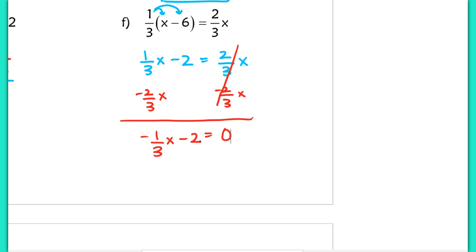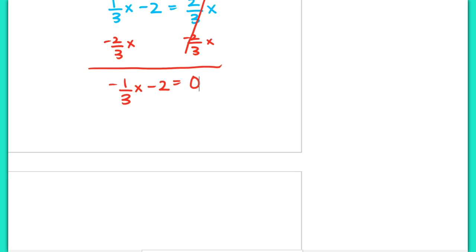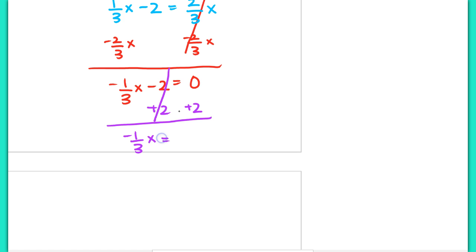Alright, next I am going to add 2 on both sides. Adding 2, now it's going to cancel. So this is what I mean by we don't usually put the plus 0 here because we don't really need it since we already have something left over. We have the negative 1/3 x left over. On the right hand side though, we have 0 plus 2, which gives me 2.